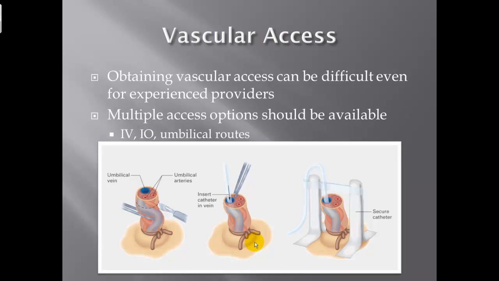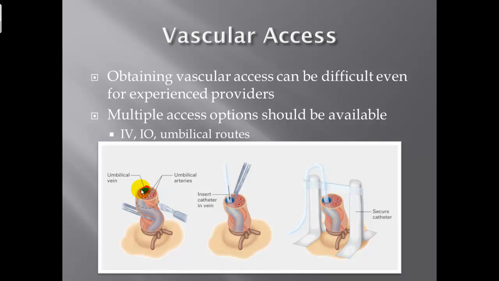Vascular access. Obtaining vascular access can be difficult as well, even for the experienced provider. Multiple access options should be available. If you have an IV and have someone skilled enough to actually facilitate one, then get an IV. If you can't get an IV, there should be multiple options here to obtain vascular access, such as an IO. The umbilical route would be another option as well.